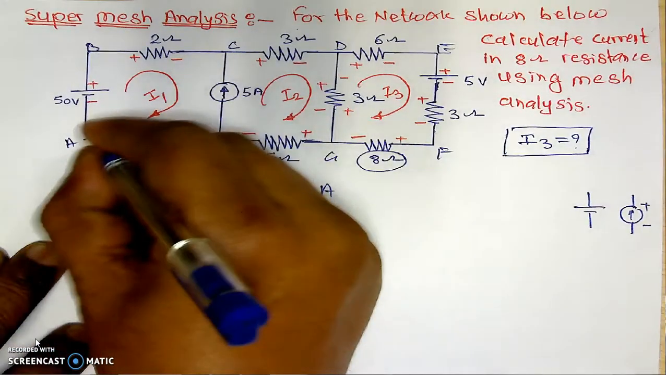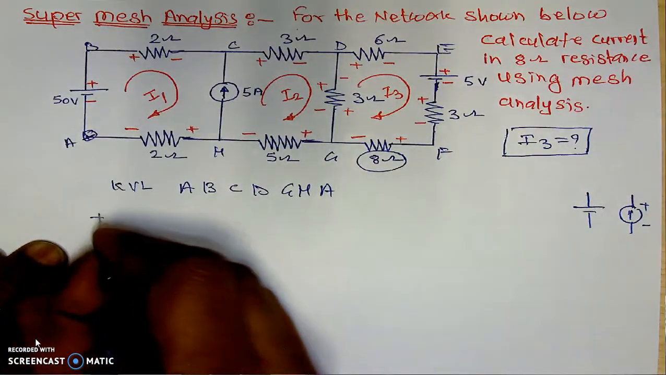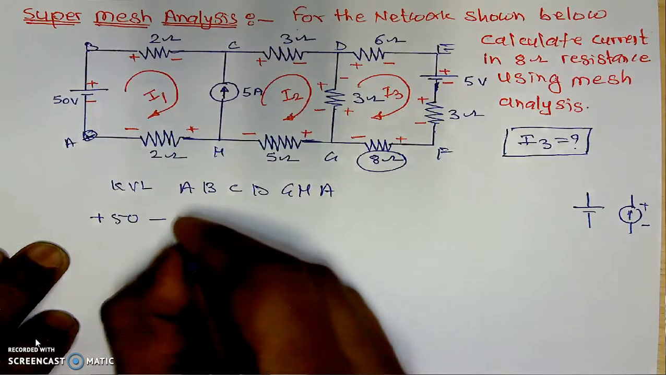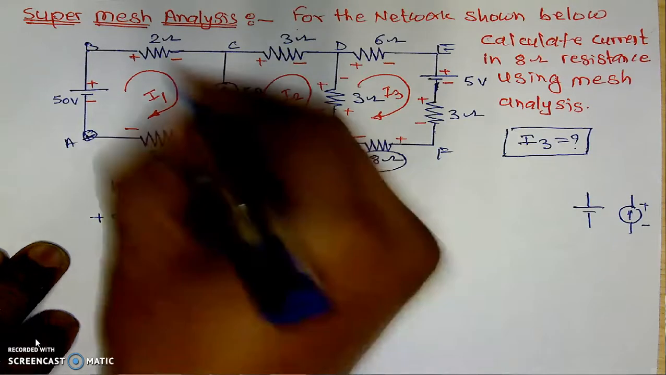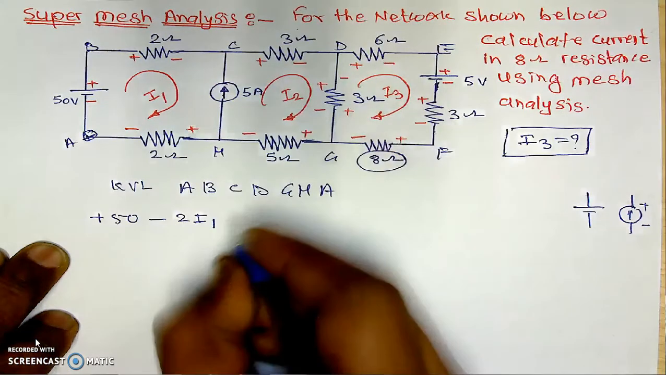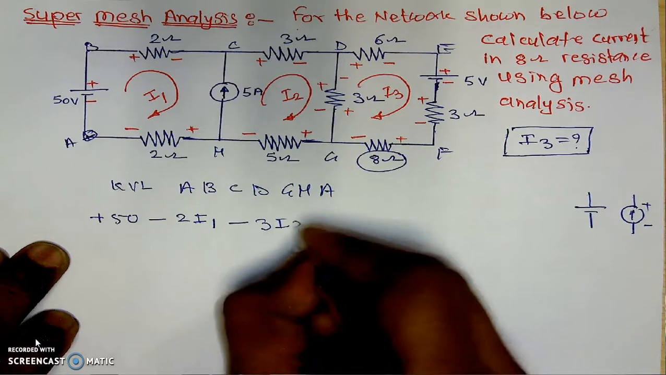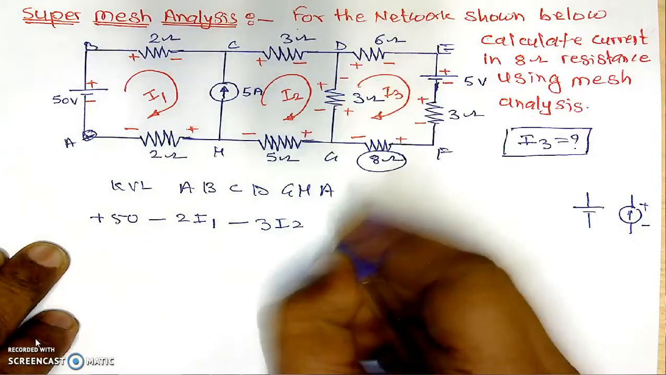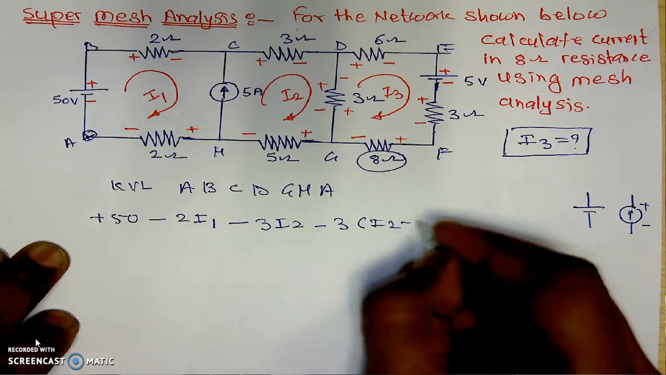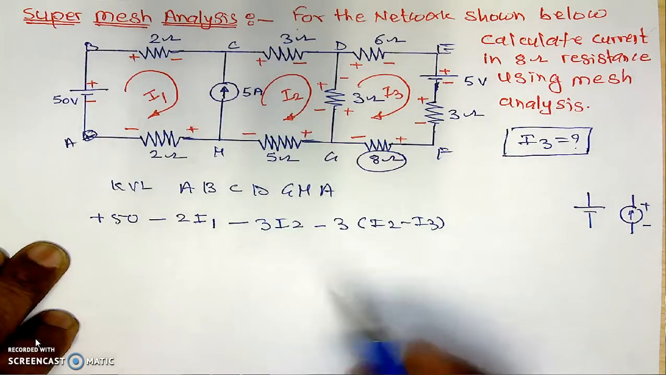Now traveling from this point in the clockwise direction, we are going from negative to positive, which is a plus. Its voltage is 50 volt. Then positive to negative, which is minus 2 into I1. Then in place of coming down, because we don't know this voltage, we move further. That is positive to negative, which is minus. Its resistance is 3 and its current is I2. Then coming down, positive to negative, which is minus 3 into I2 minus I3, because that branch is common for the second and third loop, and we follow the sign conventions of the second loop.